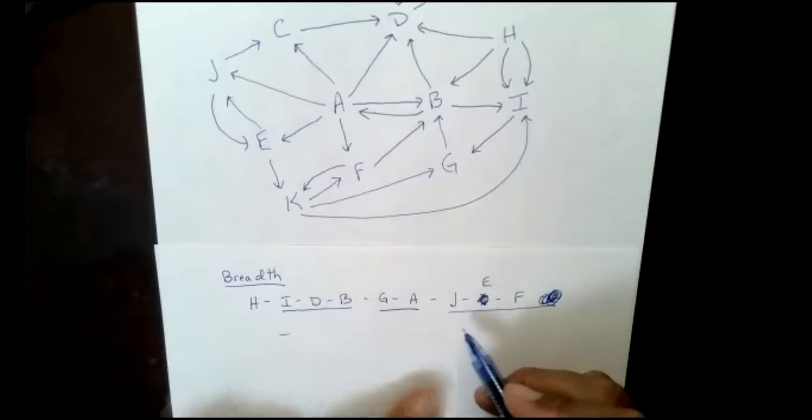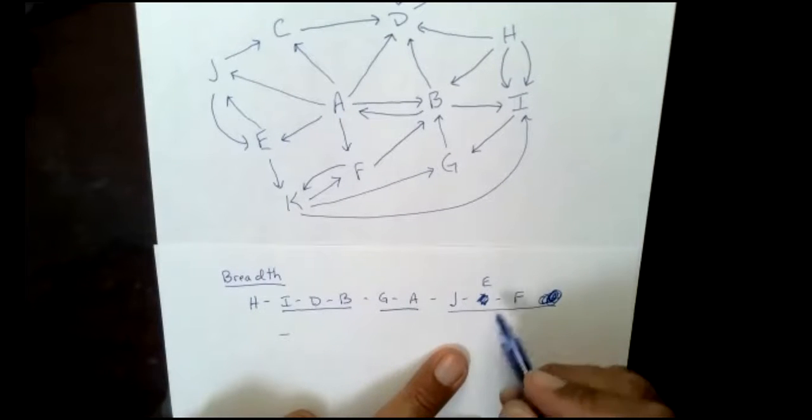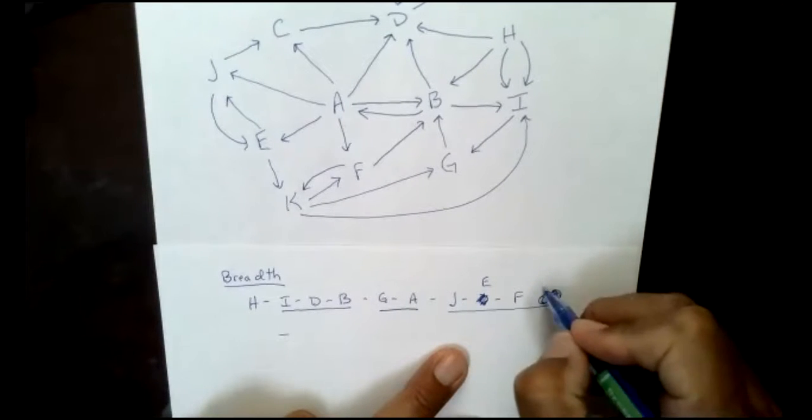All right. So now I start at J. Can J go anywhere unique? You missed C. Yes, I did.